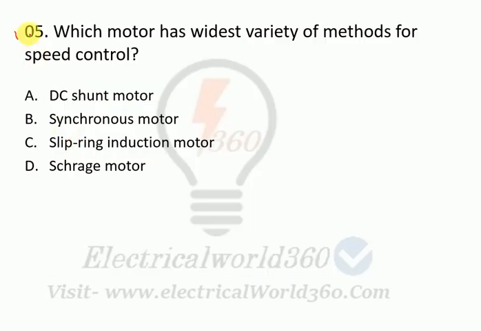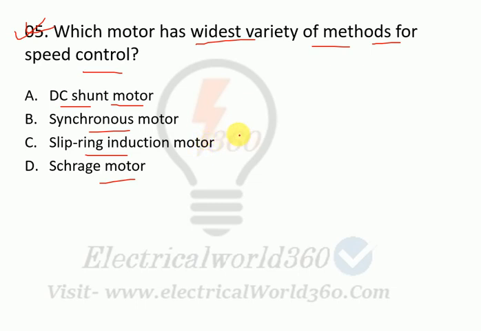So this is the question number 5. Which motor has widest variety of methods for speed control? DC shunt motor, synchronous motor, slip ring induction motor or the Scherbius motor? So in this case, we should know DC shunt motor has the best speed regulation. For variation in load, the speed change is minimum. So we can have a wide range of speed in the shunt motor applications.